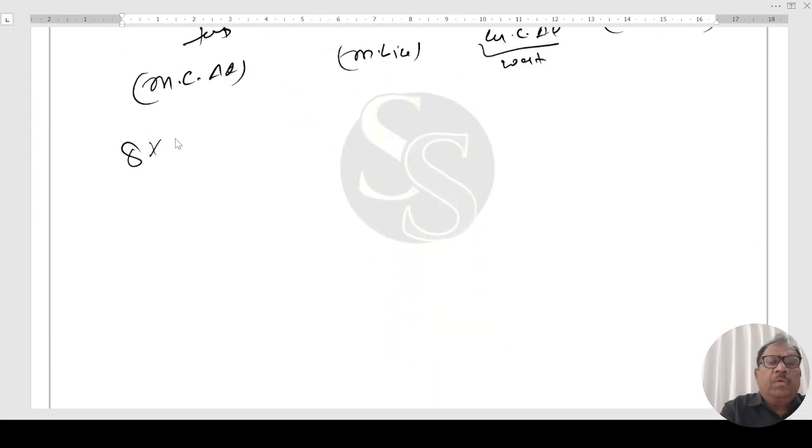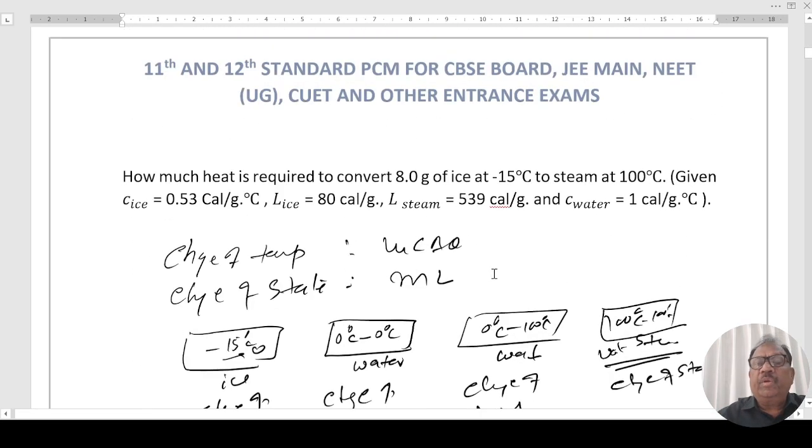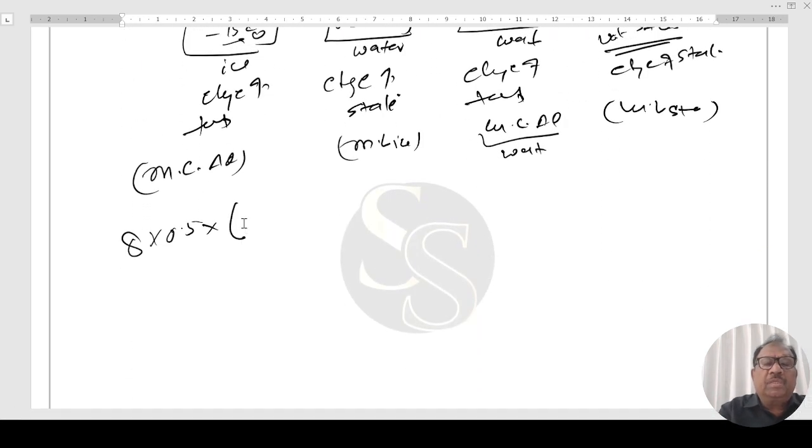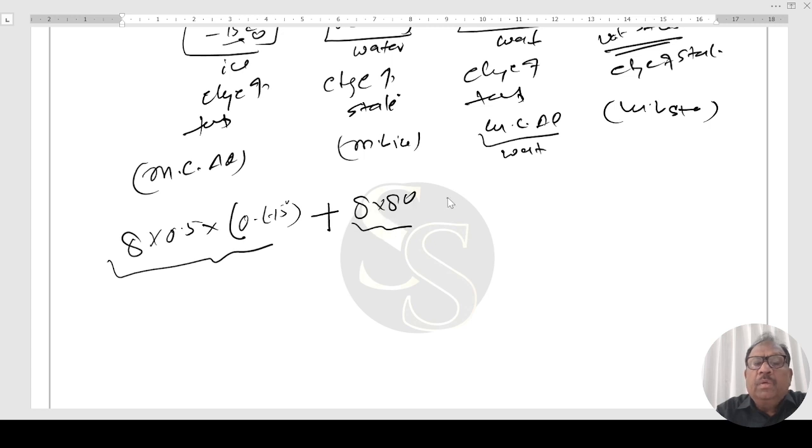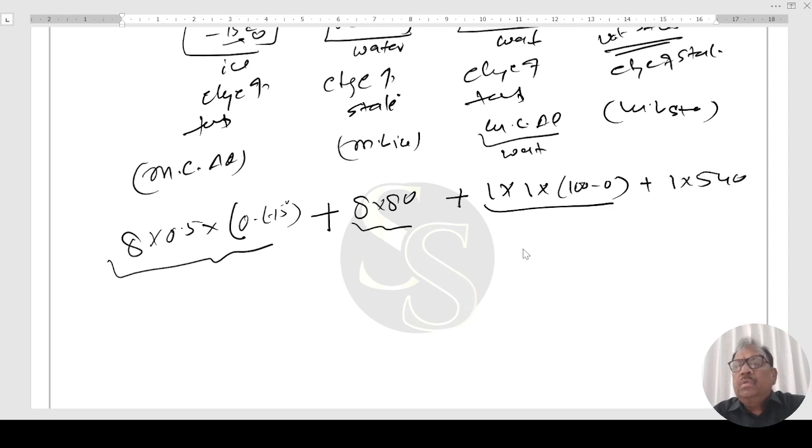8 into 0.5 into temperature change, final minus initial, 0 minus minus 15 degrees centigrade. Plus change of state, 8 into 80. Plus change of temperature, 8 into 1 into 100 minus 0. Plus m into L, that is 8 into 540. If we add all these things, we get 5815.6 calories.